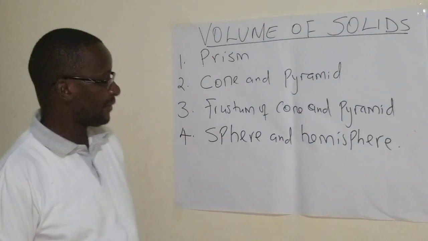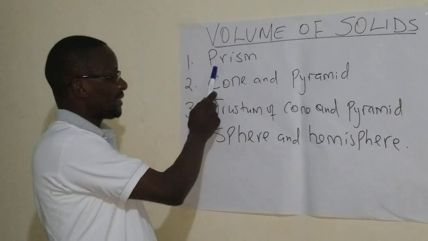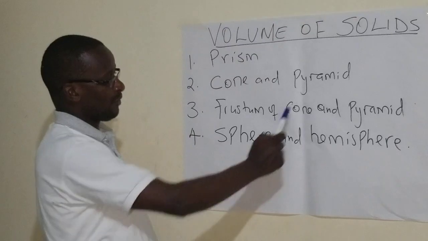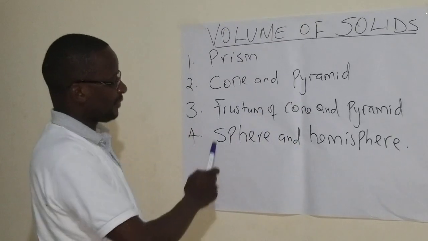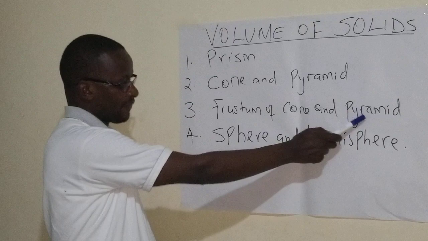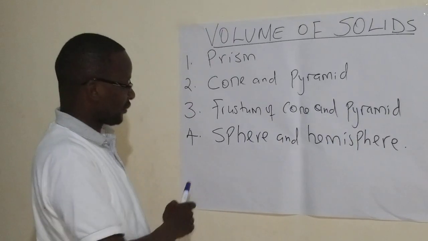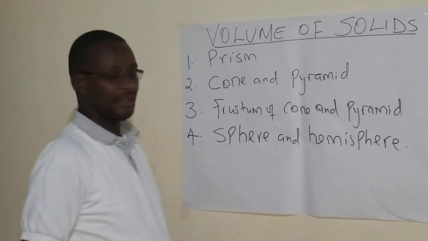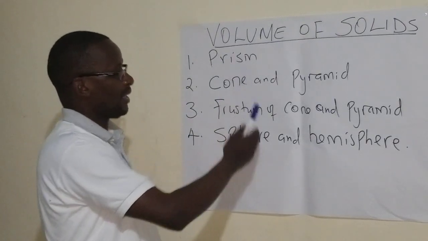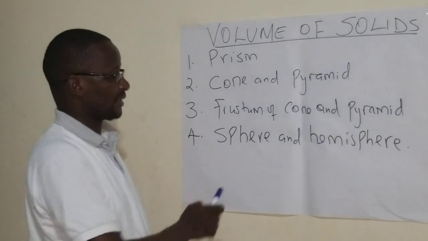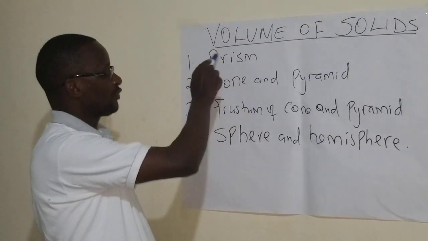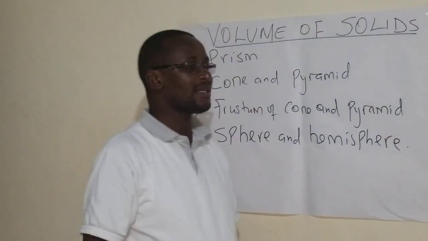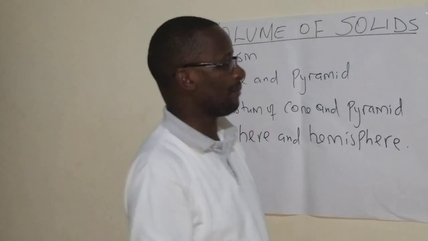So specifically, we will be looking at the volume of a prism, the volume of a cone, the volume of a pyramid, the volume of a frustum of a cone and a frustum of a pyramid, and also the volume of a sphere and the volume of a hemisphere. So we are going to divide our topic into 4 lessons, and in each lesson we are going to be looking at each of these. So to start with, let's see how you can get the volume of a prism.